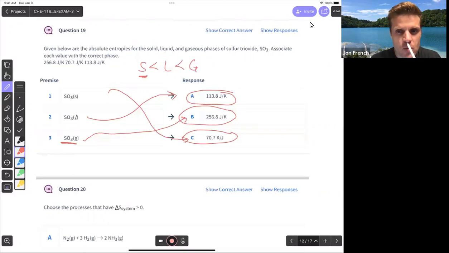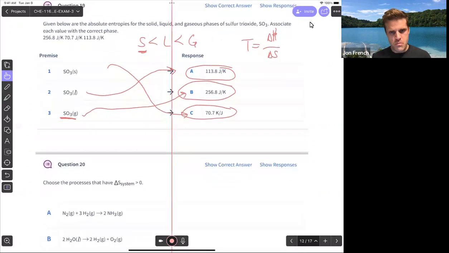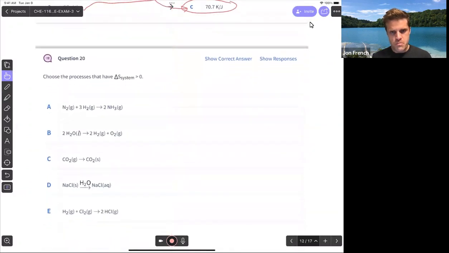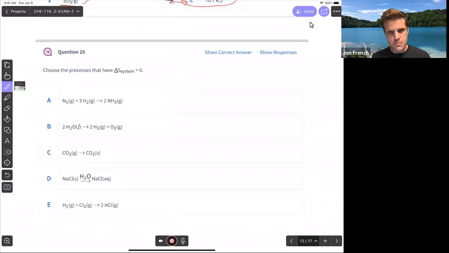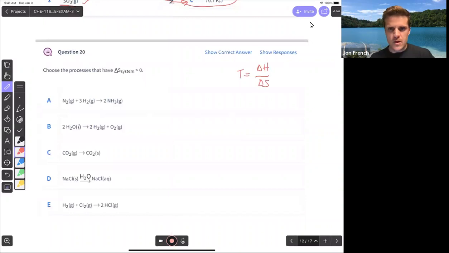Question 47 from the homework, where we needed to determine the amount of heat required through phase change. Did you end up having to use temperature equals delta H over entropy? Okay, I'll take a look after this.